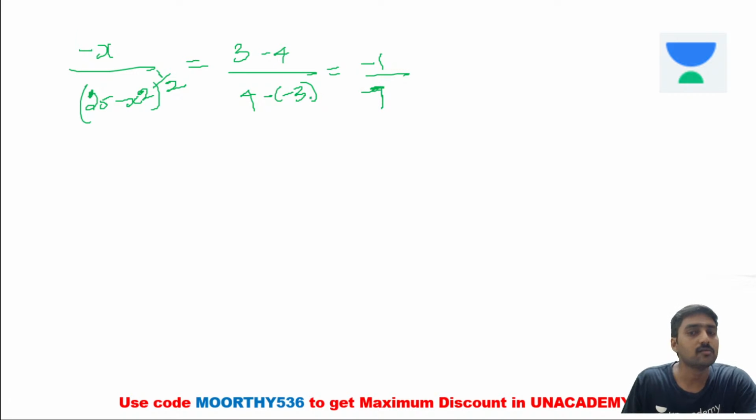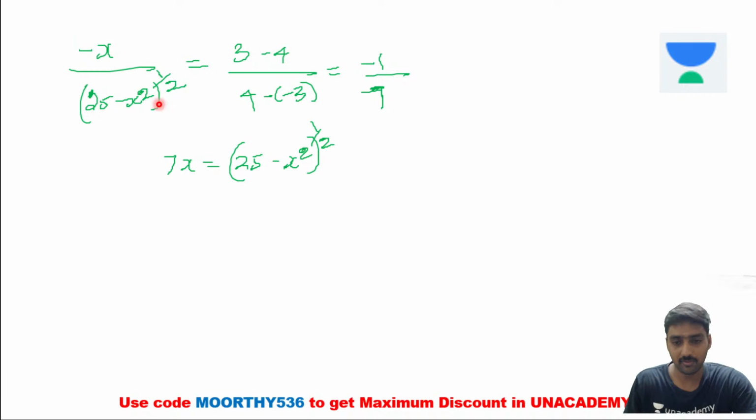Now cross multiply it. While multiplying, what are we going to get? It's 7x equal to 25 minus x square into power 1 divided by 2, right? So we are doing the cross multiplication here. The minus 7 is multiplied with x, and the denominator 25 minus x square, the whole power 1 divided by 2, is multiplied with 1. So 7x is equal to 25 minus x square, the whole power 1 divided by 2.